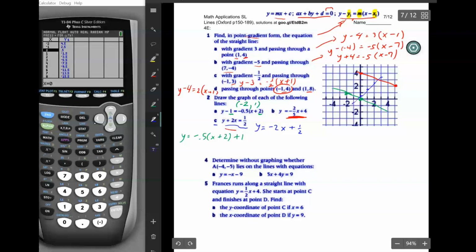So there's our line. Okay, so there's our blue line. And we're done with number 2. Okay? Always draw lines with a ruler if you're doing a serious assignment or if you're doing a test.